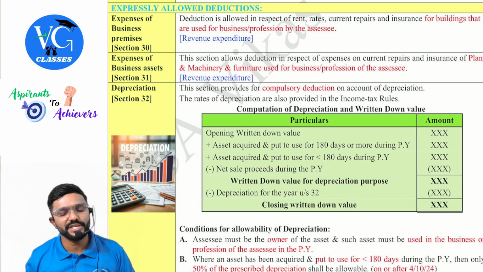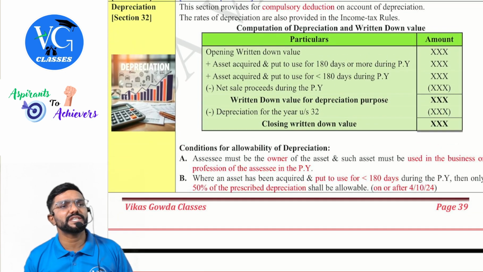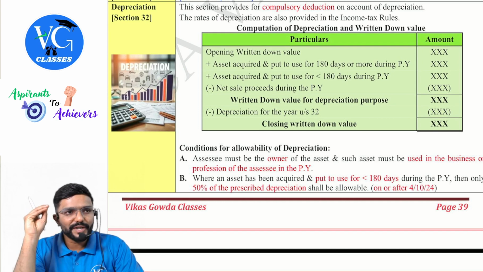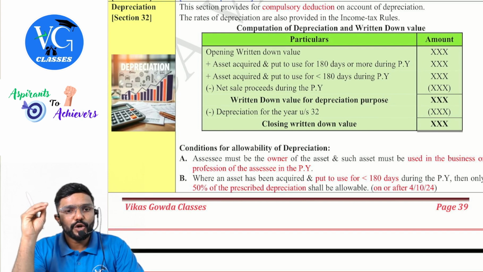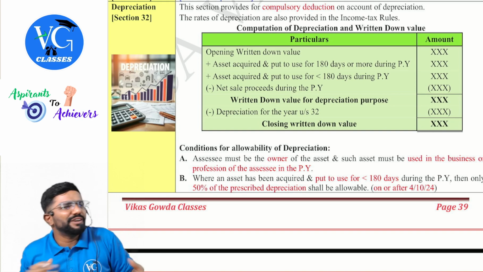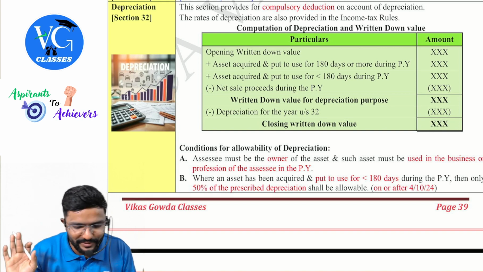Claim depreciation under section 32. Now getting to section 32, important section. This section provides for compulsory deduction on account of depreciation. Everyone should compulsorily follow it. Sir, optional? I don't want to claim depreciation. No, it is not optional.